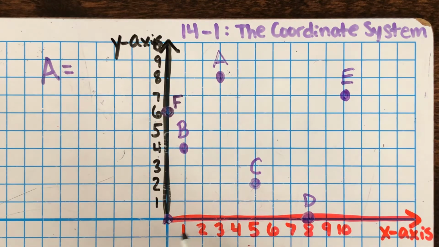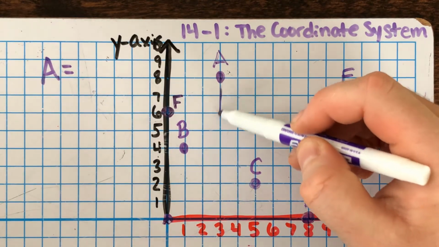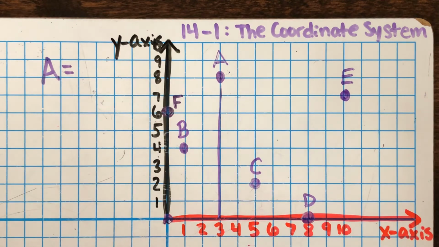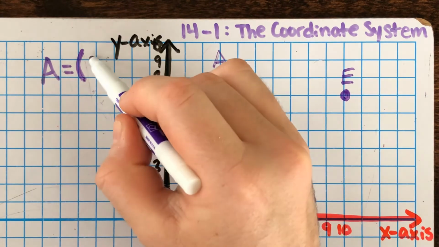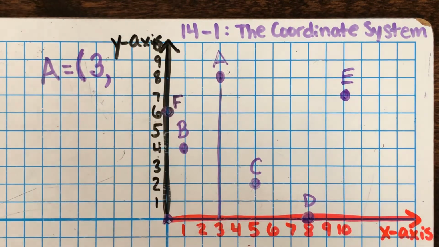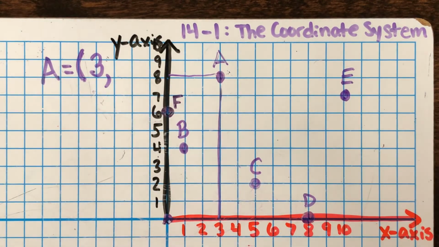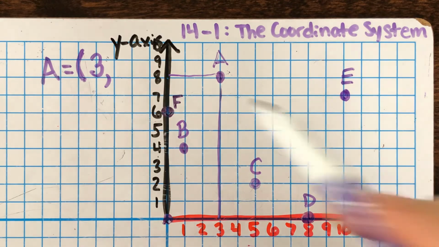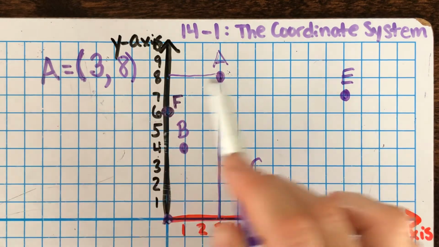So we're going to look at the x-axis first, this horizontal line down here. So let's look at A. If you even want to draw a line, what x coordinate does A hit? The 3. So the first coordinate of A would be 3, comma. And now we look at the y. Where does that hit? Well, it hits 8. So it would be 3, comma 8.